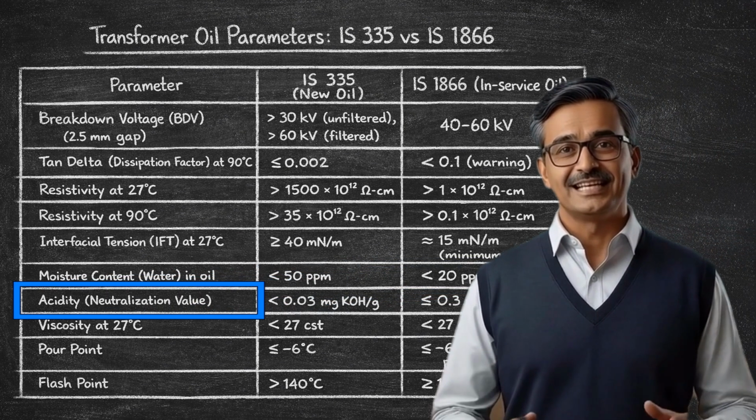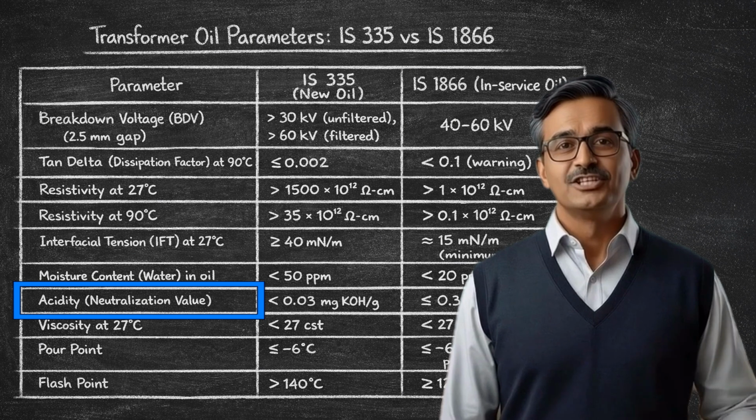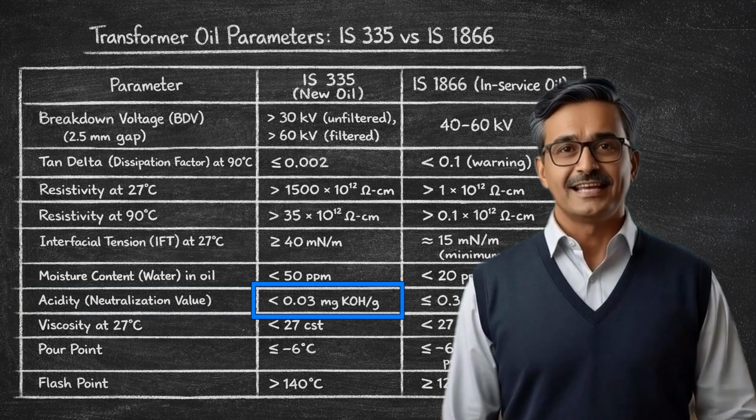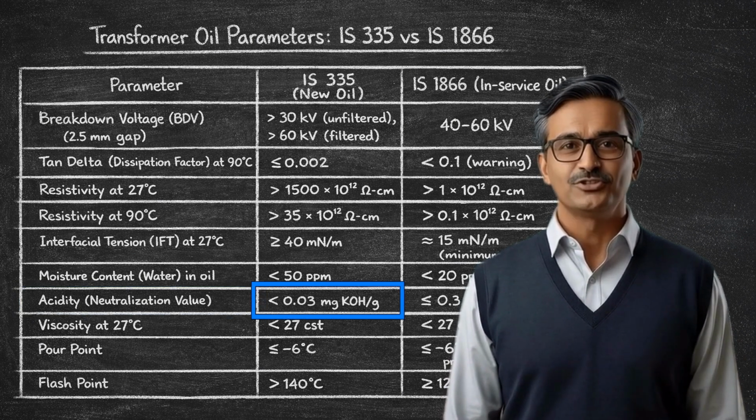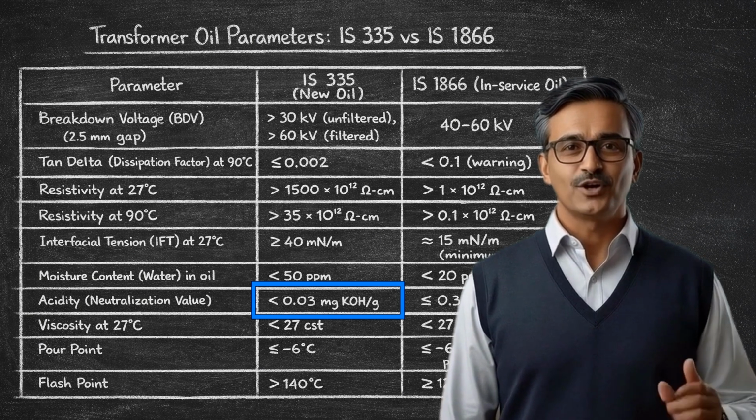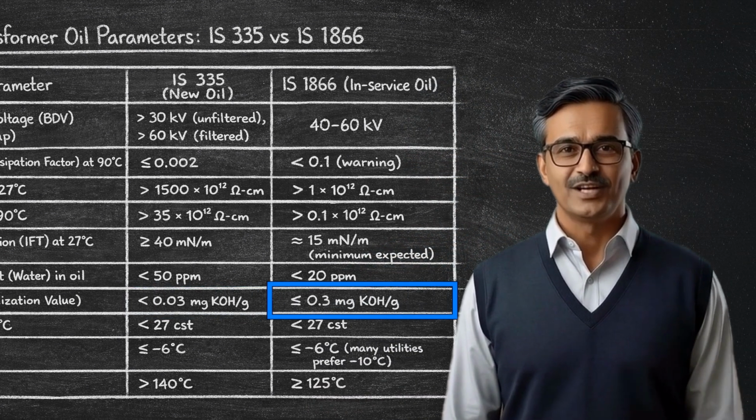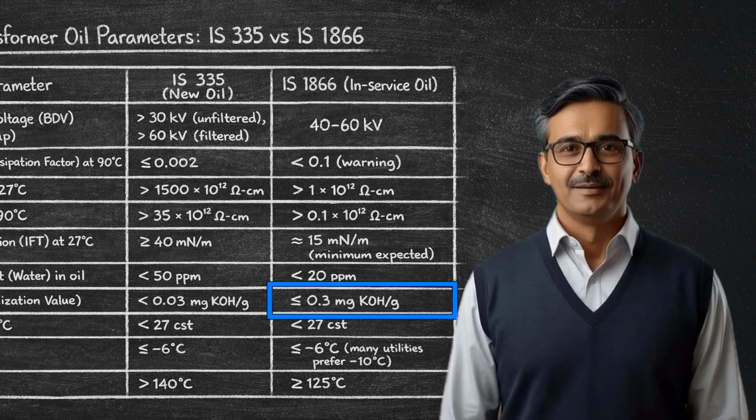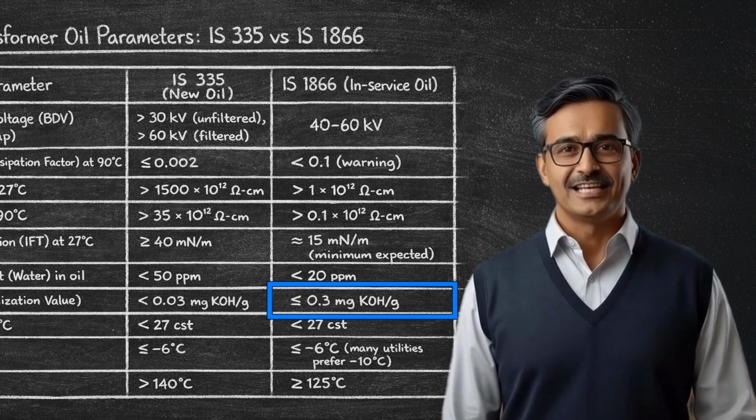Next is acidity, also called neutralization value. New oil acidity should be below 0.03 mg KOH per gram. For in-service oil, the limit is 0.3 mg KOH per gram. If acidity exceeds 0.3, we should replace the oil.